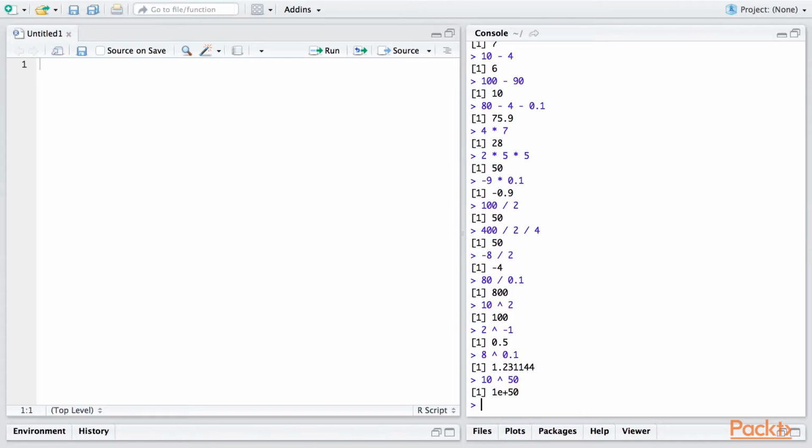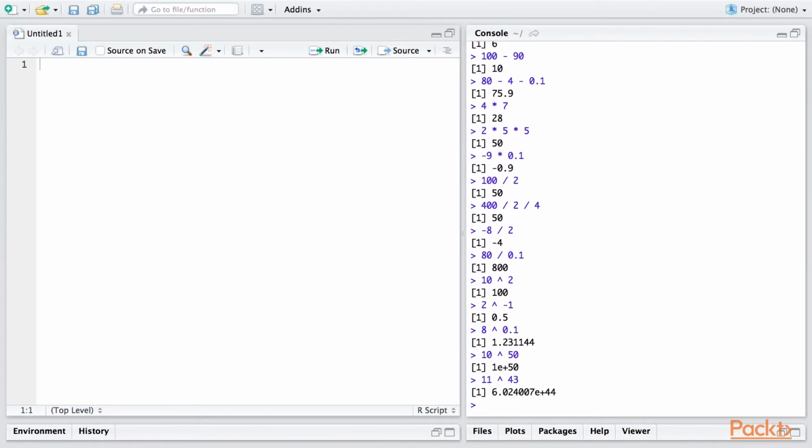Standard scientific notation. If I raised, for example, 11 to the power of 43, the answer is 6.024007 times 10 to the power of 44. The order of operations in R follows the same basic rules that you would have learnt in school. Parentheses come before multiplication and division, which come before addition and subtraction.